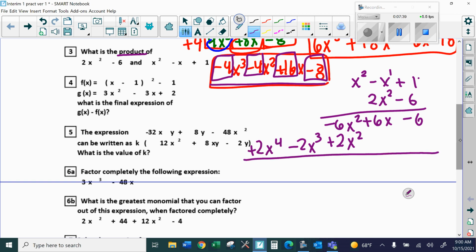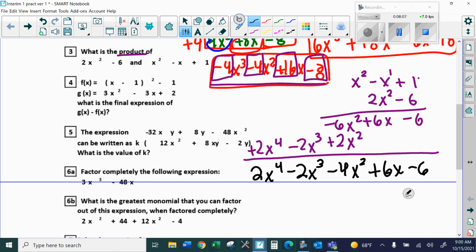Okay. Notice I only line up the like terms underneath each other. And then I go ahead and write in the final answer. 2x to the 4th minus 2x cubed. Negative 6 plus 2 is negative 4x squared, plus the 6x, minus the 6. Okay, so vertical method. Again, your choice.